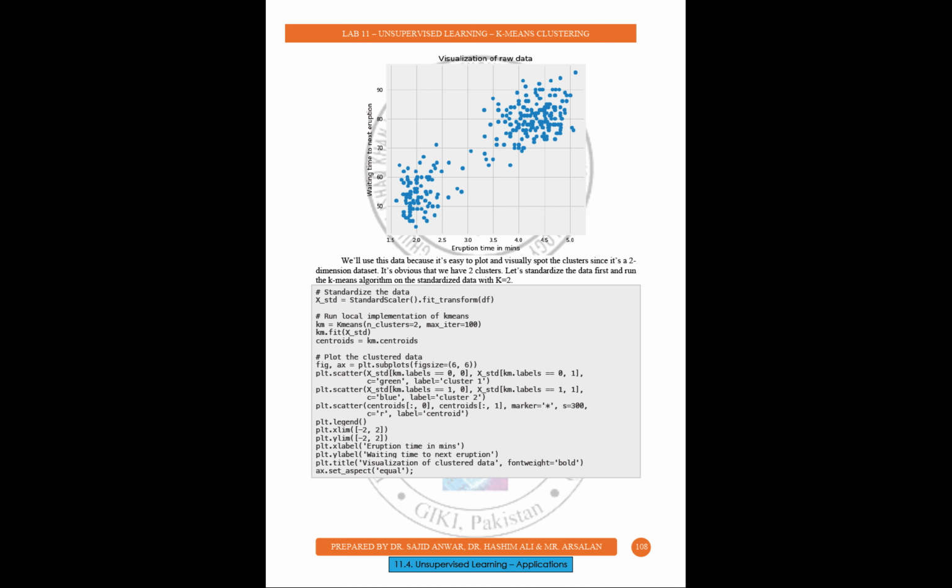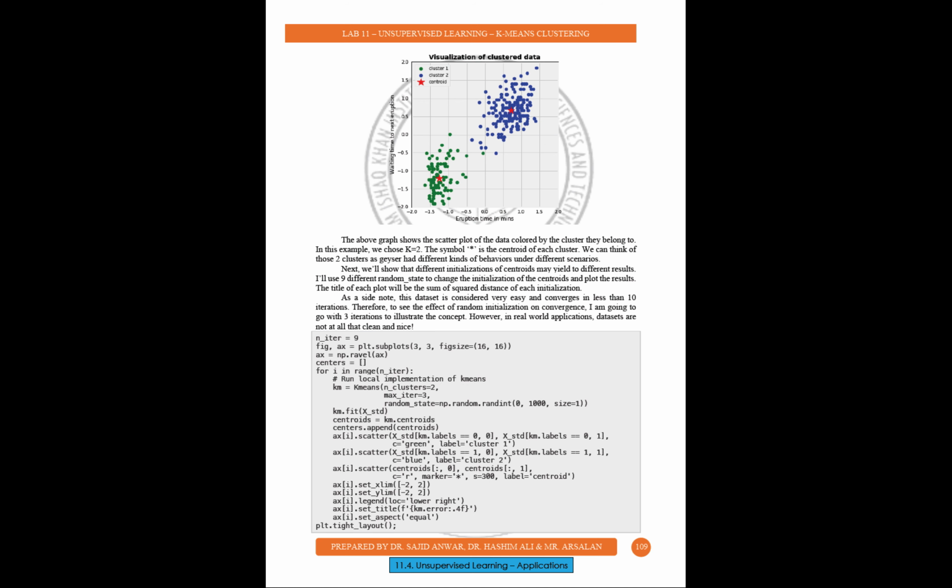We'll use this data because it's easy to plot and visually spot the clusters, since it's a two-dimensional dataset. It's obvious that we have two clusters. Let's standardize the data first and run the KMeans algorithm on the standardized data with k equal to 2. The above graph shows the scatter plot of the data colored by the cluster they belong to. In this example, we chose k equal to 2. The star symbol is the centroid of each cluster. We can think of those two clusters as geyser eruptions showing different kinds of behaviors under different scenarios.